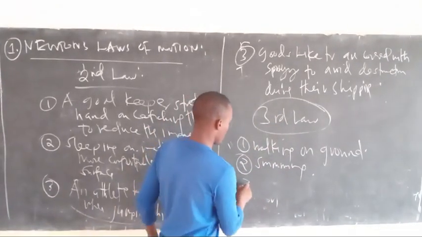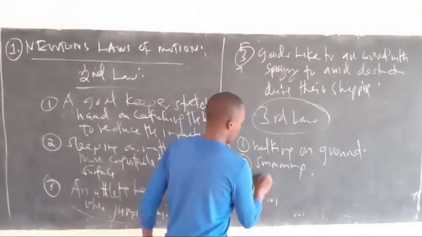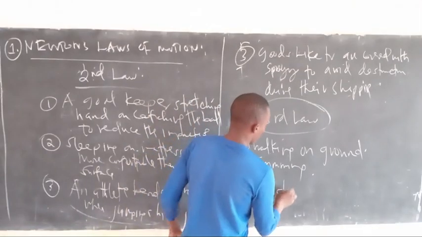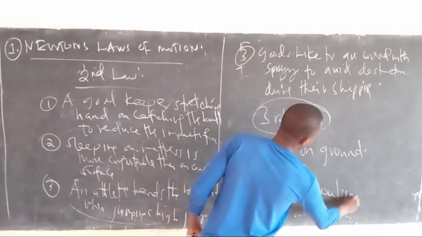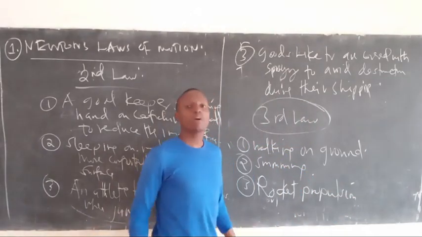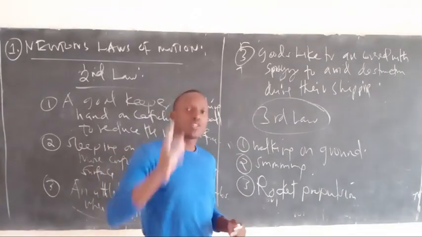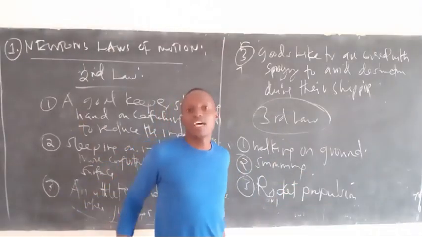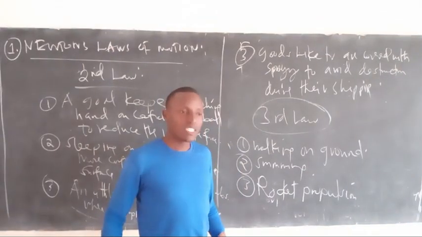The third thing, rocket propulsion. We'll learn about this and you will calculate about this in Form 4. Let's discuss rocket propulsion. What is rocket propulsion? Rocket propulsion is the process of taking the rocket from the ground to the atmosphere, to the universe, so as to make some scientific observations.